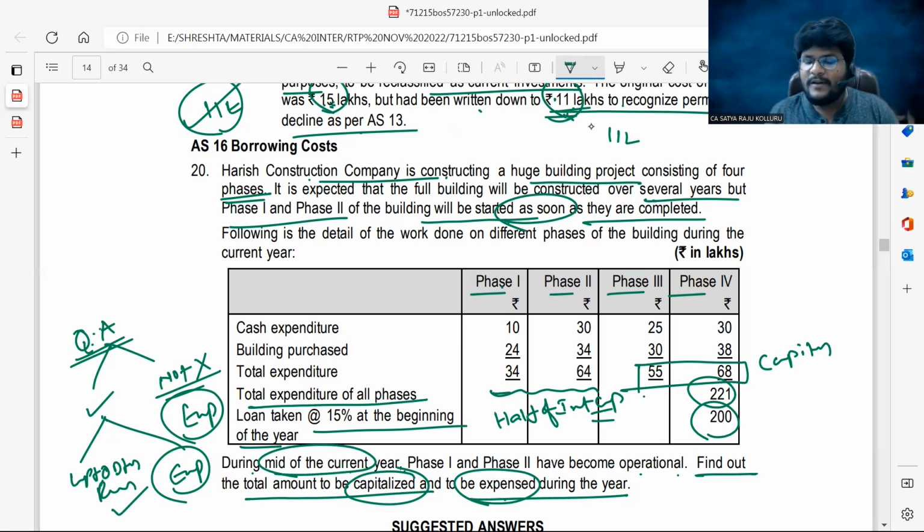The qualifying asset is ready for use. The remaining off of the interest should be expensed. Now, the point is how much interest they incurred for phase 1 and phase 2 put together. The loan amount was 200 lakhs, right? 200 into 15%. The total interest amount was 30 lakhs.